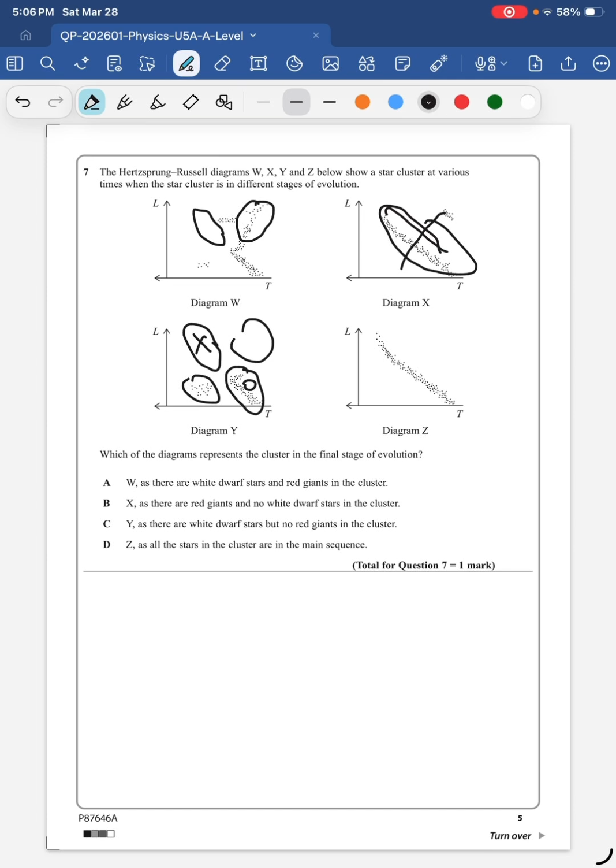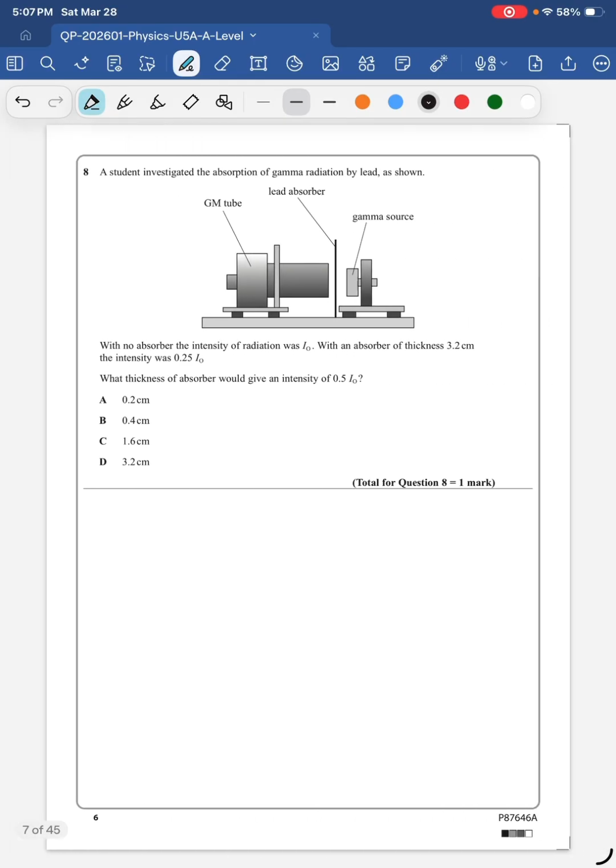So that's actually the correct answer, because diagram Z is a very weird diagram because you have many main sequence stars, no white dwarfs, no red giants. No, it's actually not weird. This is a young cluster. Okay, so diagram Z is a very young cluster. You only have main sequence stars. So the correct answer here is C. Okay, diagram Y. Okay, I hope I make sense.